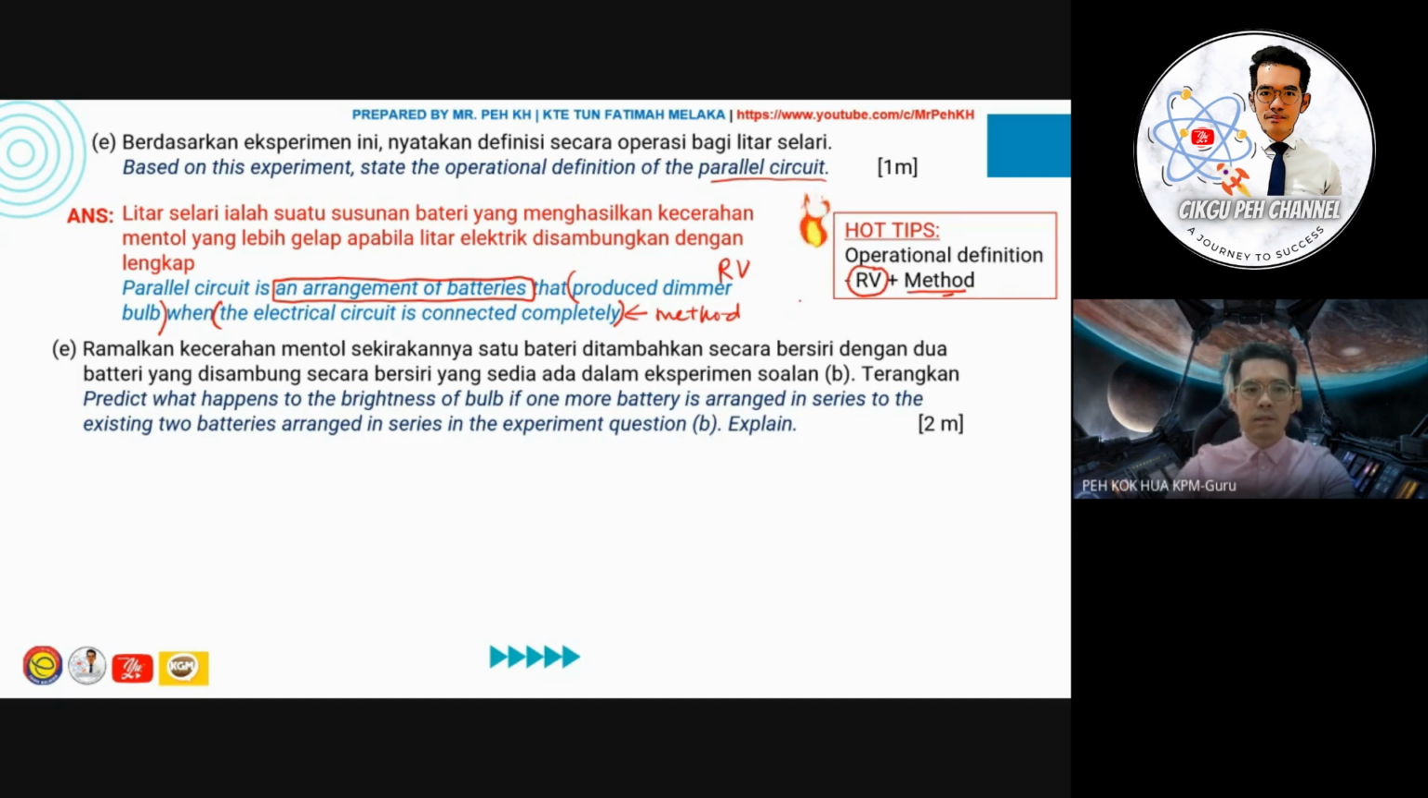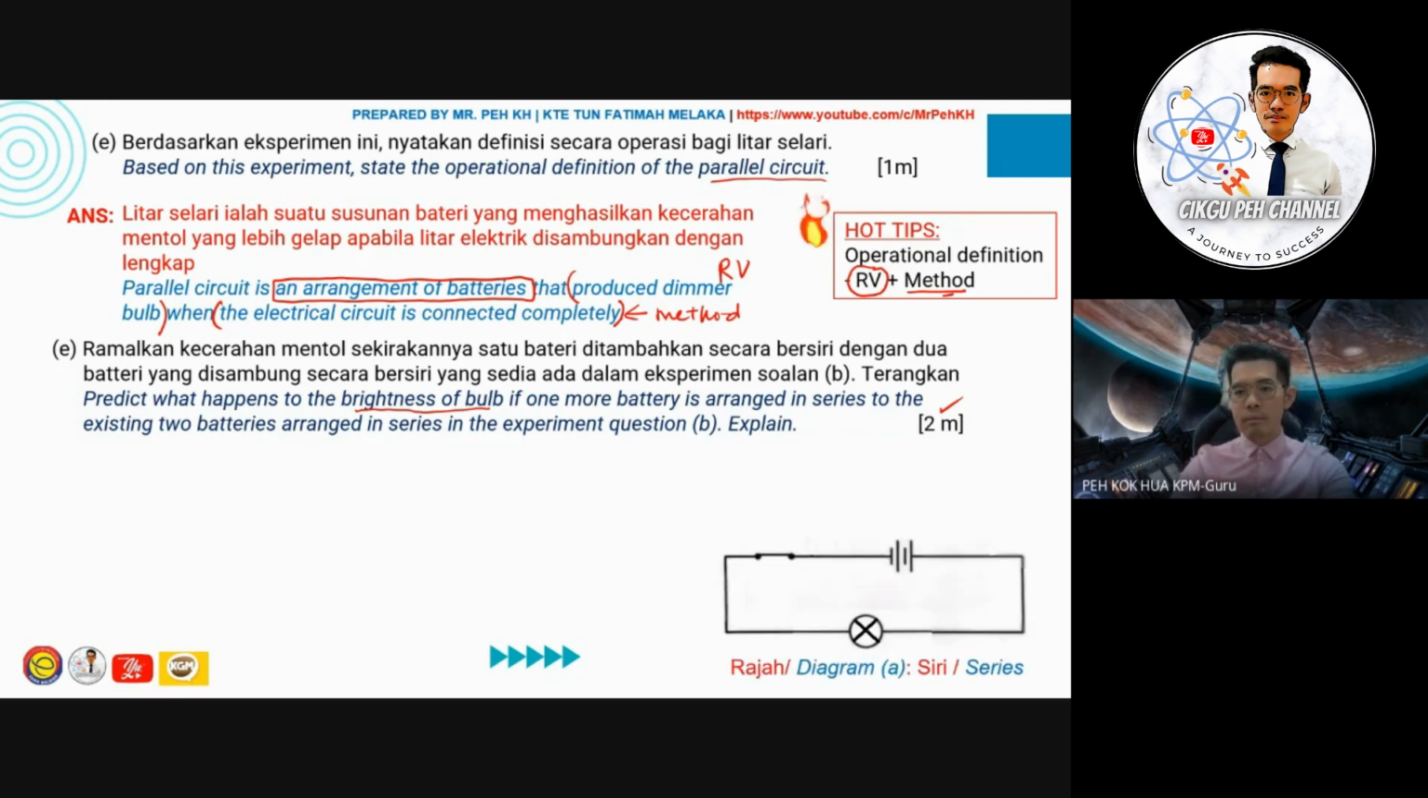The last question here is about the prediction of the experiment. Predict what happens to the brightness of the bulb if one more battery is arranged in series to the existing two batteries arranged in series in experiment question B. Here we have two marks. The first mark is the observation of the brightness of the bulb when we add another battery to the existing arrangement of batteries in series. The diagram will probably be like this.